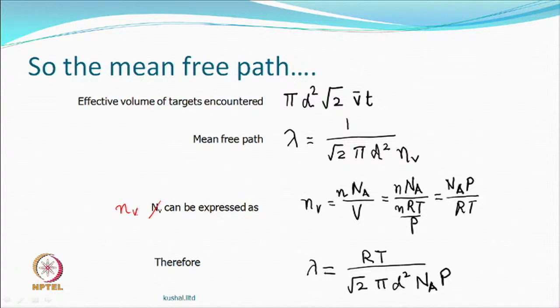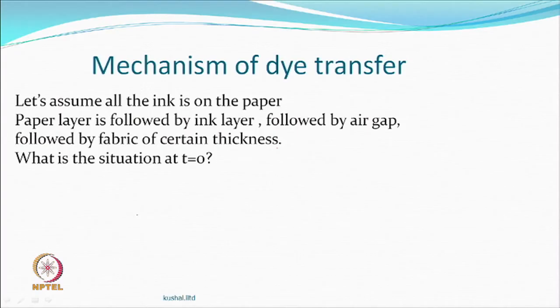And so, the free path length will also depend on the temperature, it depends on the pressure, right. So, if pressure is high, path length will be less, and dependent on the d, of course. So, this is how one can roughly say, this is the way I can consider the path length. Interesting. So, let us assume that all the ink is on the paper.